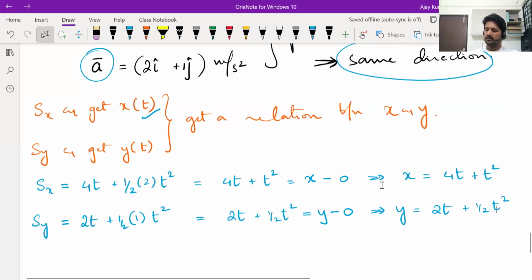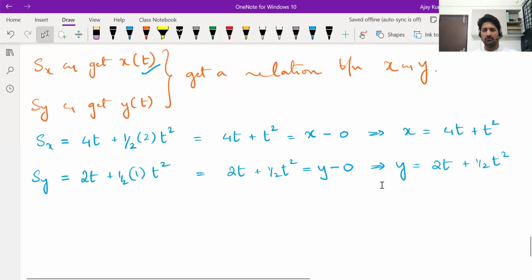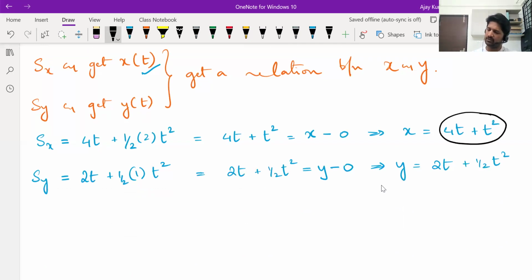Okay. Now we got x as a function of time, we got y as a function of time, and now we need to relate x and y. And it's quite easy if you observe, there is a relation directly between them. 4t plus t square means 4t plus 1t square, and 2t plus half t square. You can directly tell that x is 2 times y. Or you divide these equations.